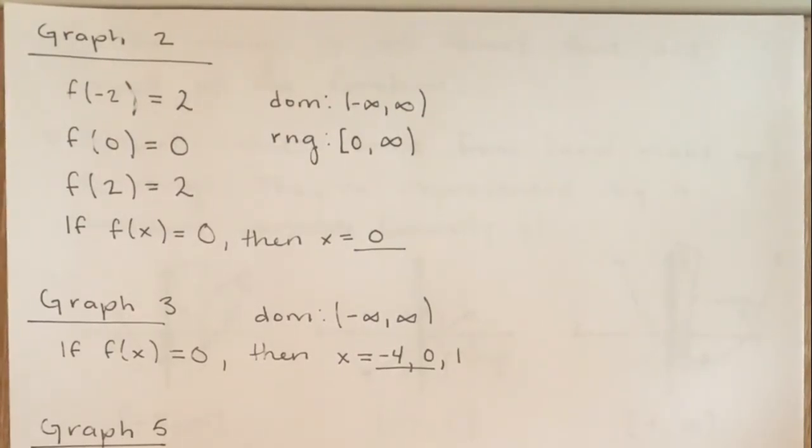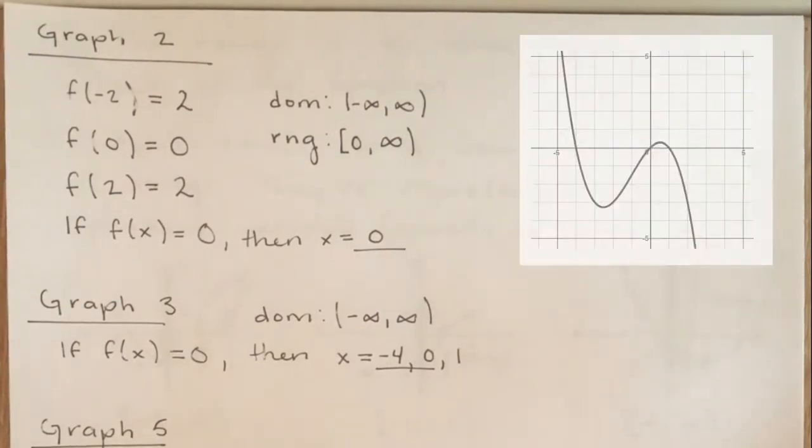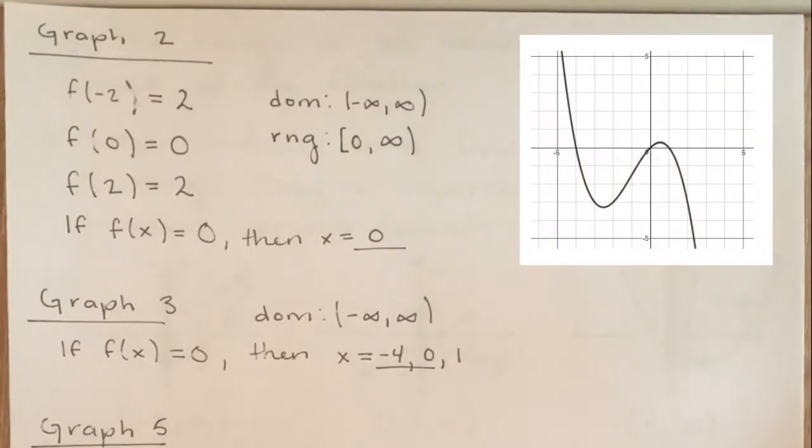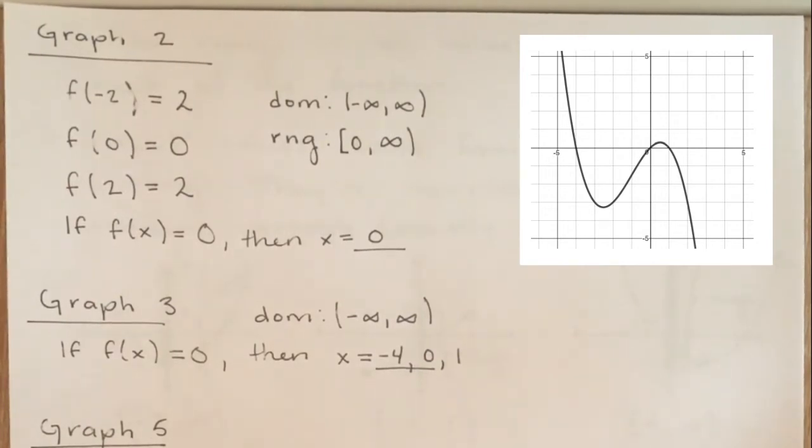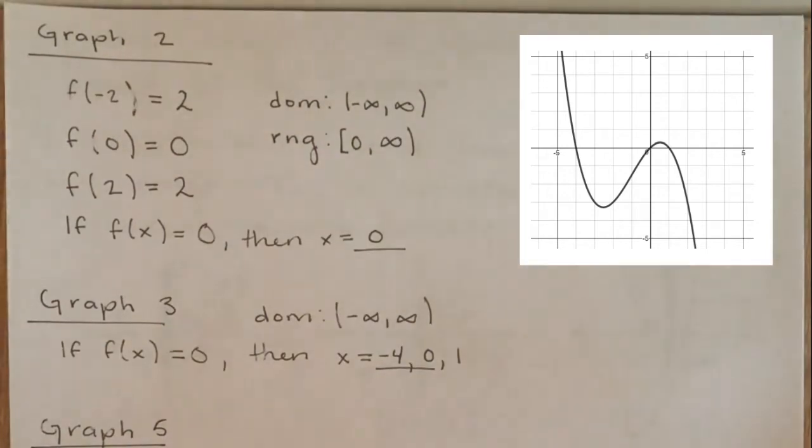Graph 3, we look at this guy. This is a polynomial, right? It's continuing from the left side of the graph to the right side of the graph, and it's curvy. That's how we know something is a polynomial. It doesn't have anything super funky going on, it's just kind of curvy.